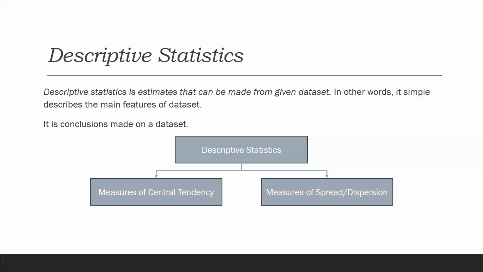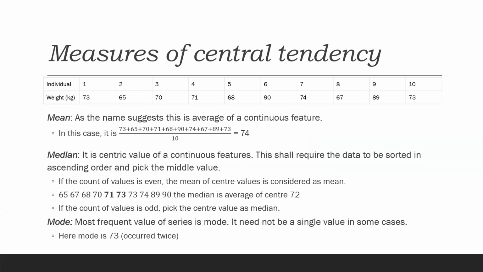There are two types of descriptive statistics that we are going to cover today. One is measures of central tendency, the other is measures of spread. I'll tell you what measures of spread is in a moment. When you talk about central tendency, there are a couple of things you can look at. One is the average, or mean, and then there is something called the median, and then something called the mode.